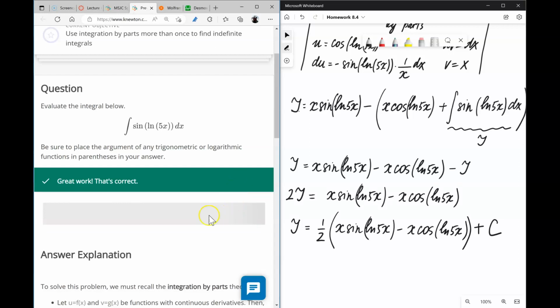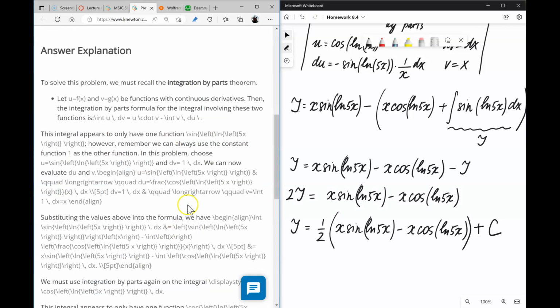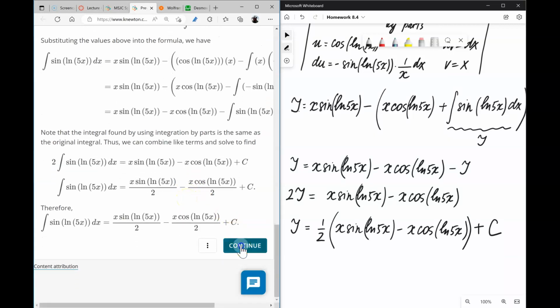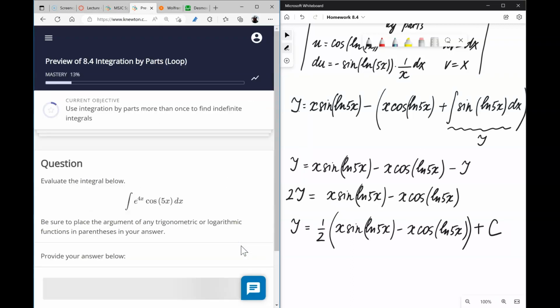So now let's see how this pattern works out in some other problems. Here's another one.